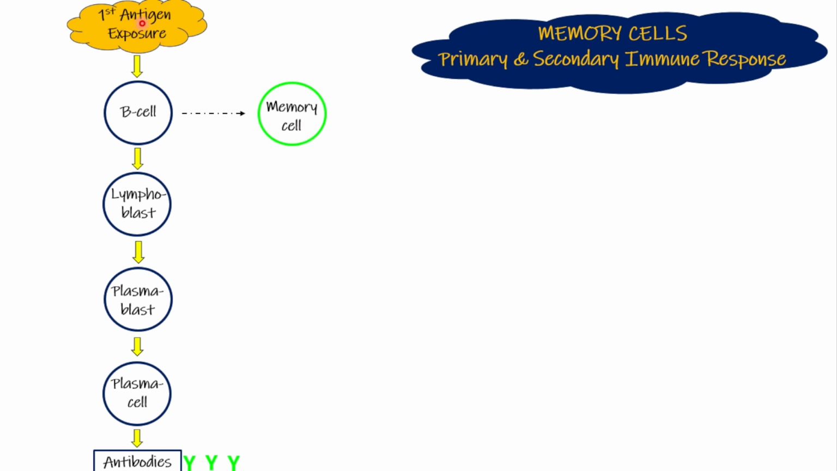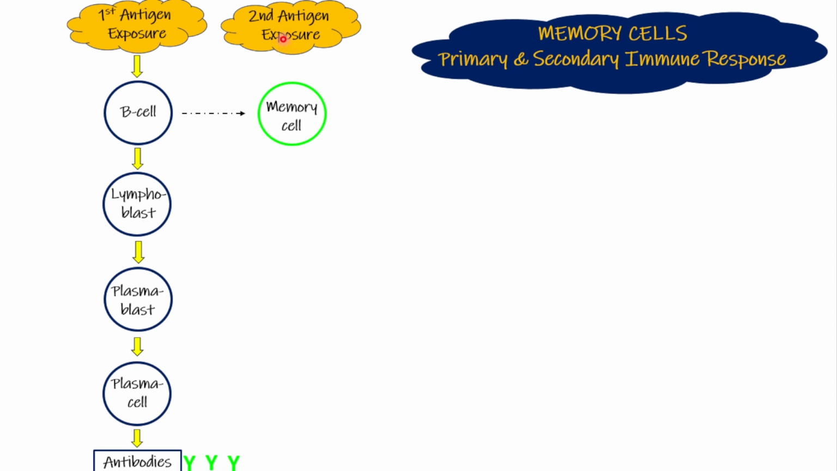Now, what is going to happen on the second antigen exposure? The second antigen exposure will give a very fast response as compared to the first exposure. The antibody production for the second antigen exposure will be way more than the first exposure, and it will be way more prolonged.